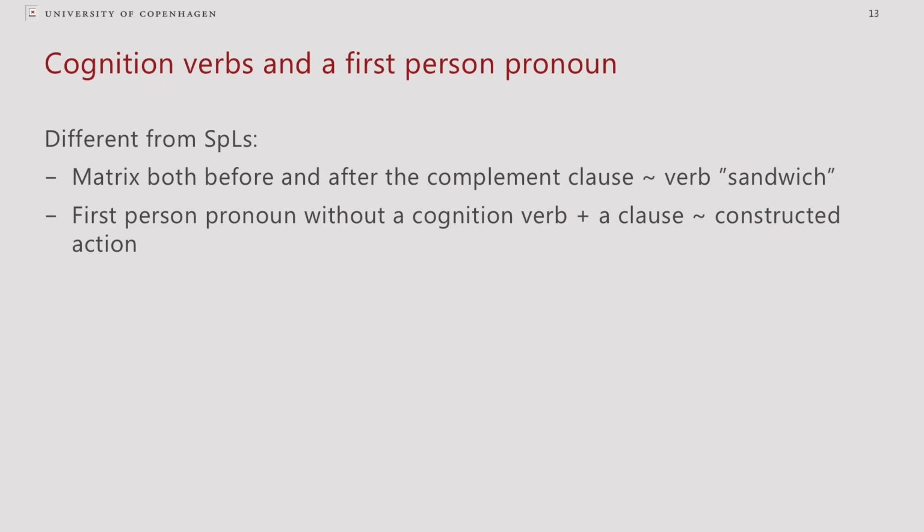The construction where we see the matrix both before and after the complement clause is somewhat similar to constructions that we call verb sandwiches. And you just saw an example of that in the example where the signer used difficult both before and after 80%.